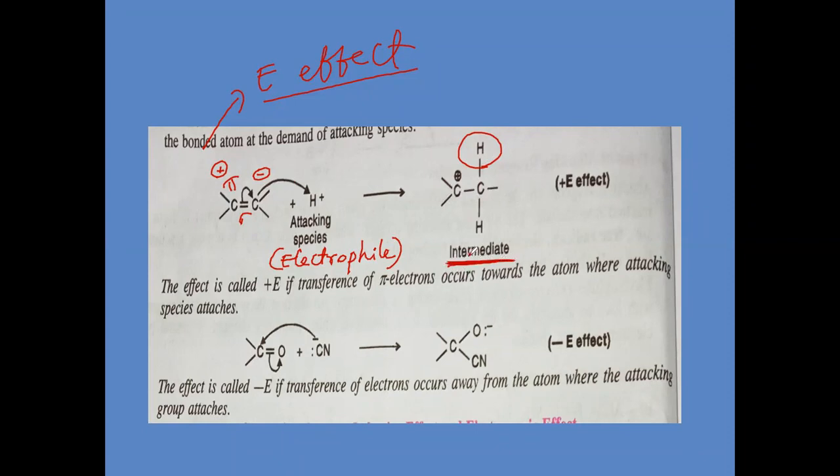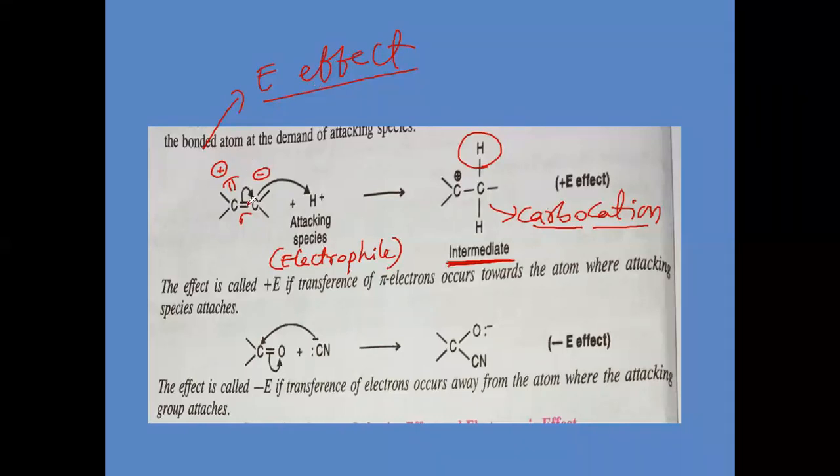In this reaction intermediate, carbon is having positive charge, right? If carbon is having positive charge, it is called a carbocation. Carbocation is produced. So this carbocation is a reaction intermediate. Again, this carbocation will finally change into the product. So this is the electromagnetic effect.